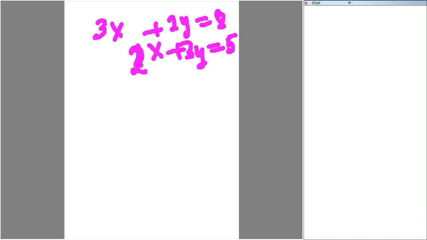Any answers? X is equal to 14.5, that is basically 2.8, okay, and y is equal to minus 1.5, that is 0.2, minus 0.2, okay, good enough.